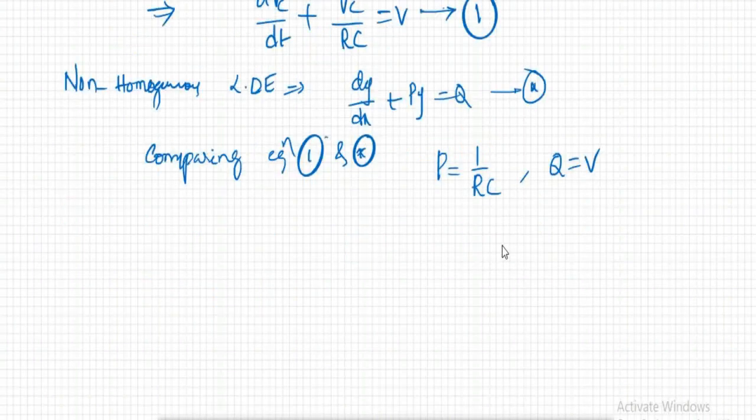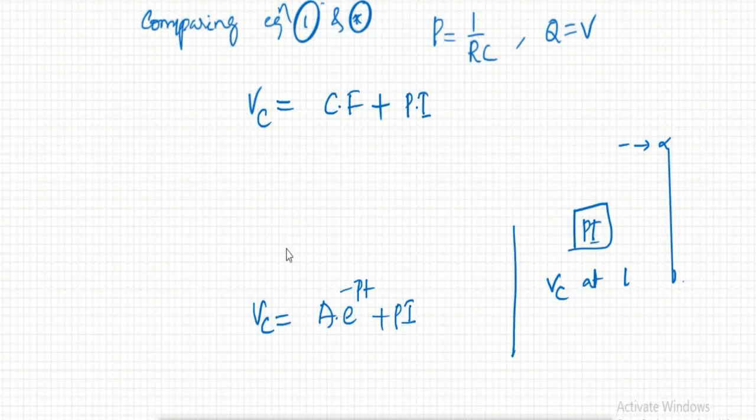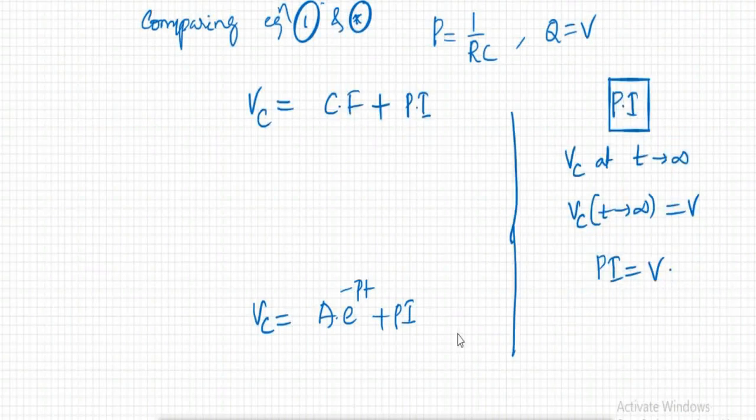We know that the solution for this non-homogeneous linear differential equation will have the complementary function in addition to the particular integration. So let us proceed. Vc equal to complementary function, which is A into e power minus pt, plus particular integration. Particular integration is nothing but the value of Vc at t tends to infinity, which is when the RC circuit attains steady state value.